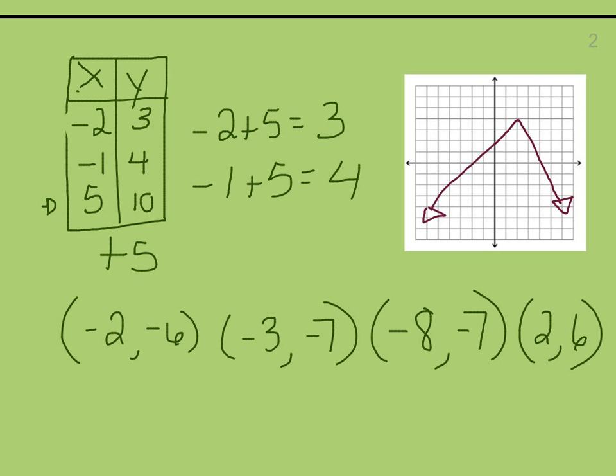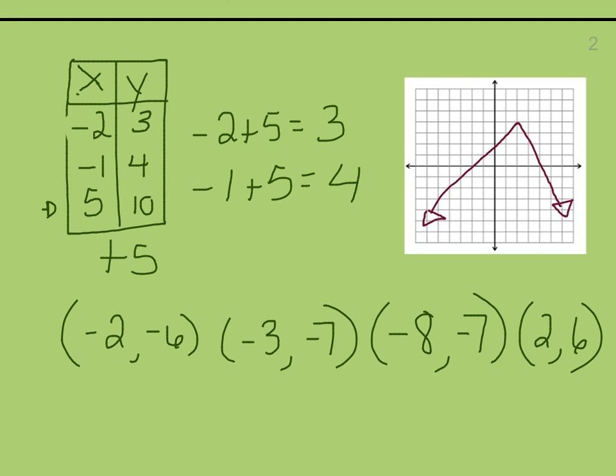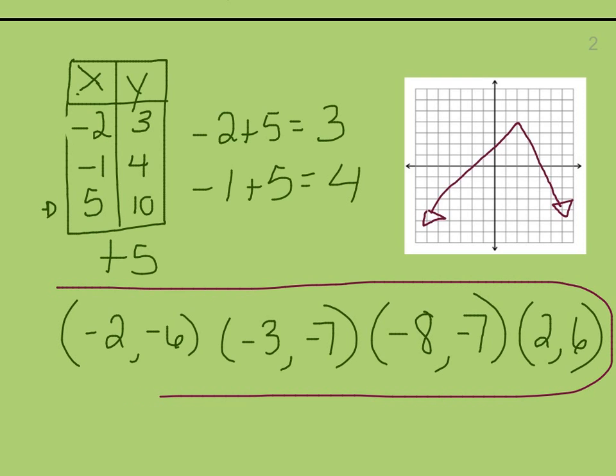The other two things down here, this is going to be on the back side. You're going to be given a listing of ordered pairs, and you have to decide if that listing is a function. So what we're looking for, remember, is only look at the x's first. If any of the x's are the same, then you look at the y's. And here I have a -2, a -3, a -8, and a 2. All of those are different, so this is a function.